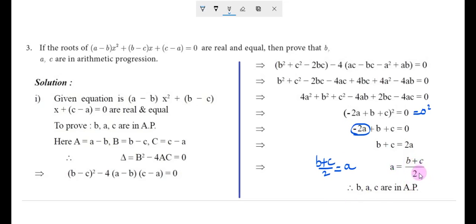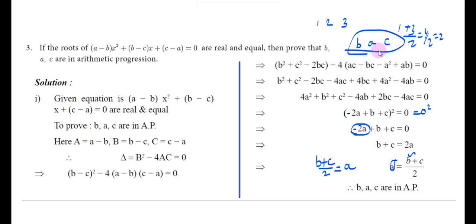A equal to b plus c by 2 means surely this is the first term b, this is the last term c, and a will be the middle term. Am I right? How? 1 is the first term, 3 is the last term, so 1 plus 3 by 2, this is 4 by 2 is 2, so this will be the middle term. The same way 1, 2, 3 is in order, the same way B, A, C is in order. Am I right?